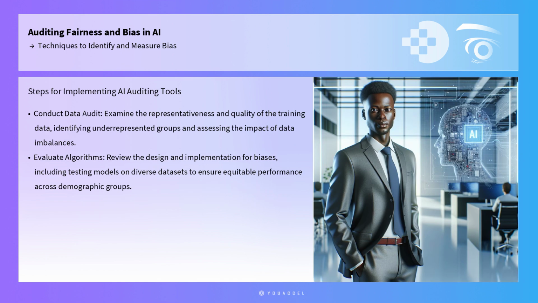To effectively implement these tools and frameworks, AI auditors should follow a step-by-step approach. The first step is to conduct a thorough data audit, examining the representativeness and quality of the training data. This involves identifying any underrepresented groups and assessing the potential impact of data imbalances on model outcomes. Next, auditors should evaluate the algorithms themselves, reviewing their design and implementation for any inherent biases. This includes testing models on diverse datasets to ensure they perform equitably across different demographic groups.